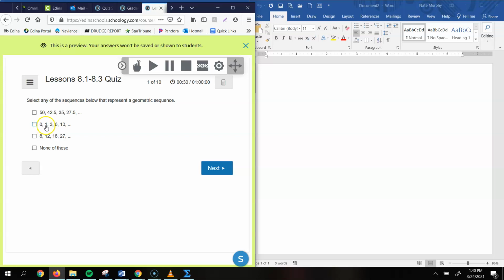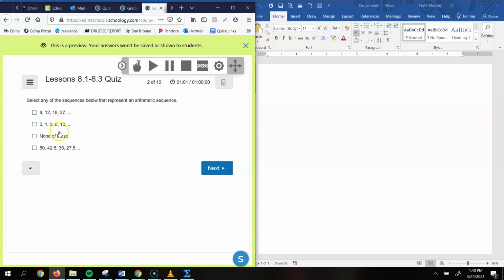The second one, I know that's not a geometric sequence because 1 divided by 0 would be undefined. You can't do that, so you can't even create a geometric sequence at all out of that second one. The third one, I could take 12 divided by 8. When I do that, I get 1.5. If I take 18 divided by 12, I also get 1.5. And if I took 27 divided by 18, to confirm it, I would also get 1.5 there as well. So here we have a common ratio of 1.5, so that would be a geometric sequence.